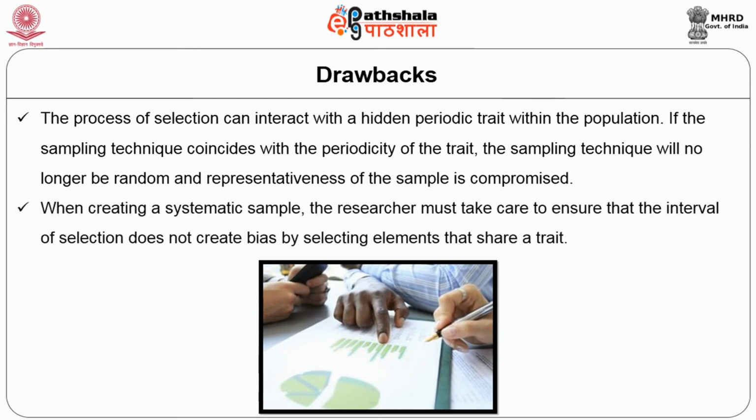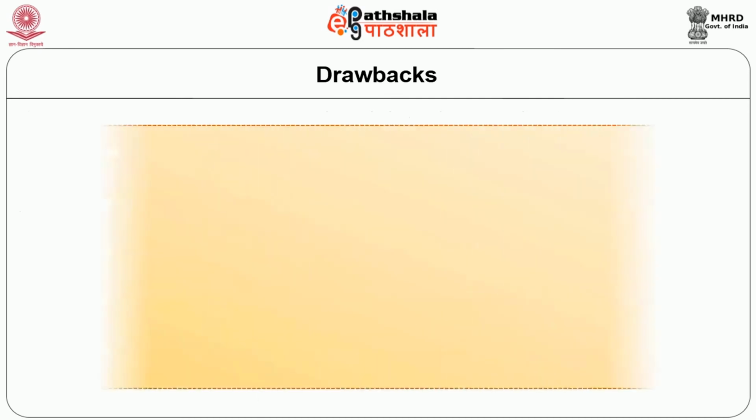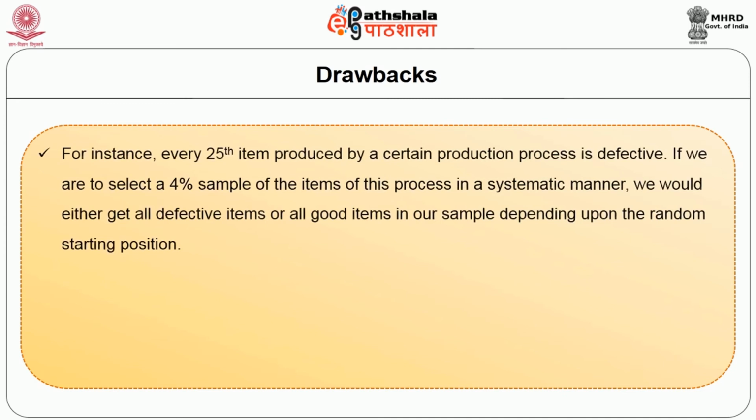When creating a systematic sample, the researcher must take care to ensure that the interval of selection does not create bias, selecting elements that share a trait. For instance, every 25th item produced by a certain production process is defective. If we are to select a 4% sample of the items of this process in a systematic manner, we would either get all defective items or all good items in our sample, depending upon the random starting position.